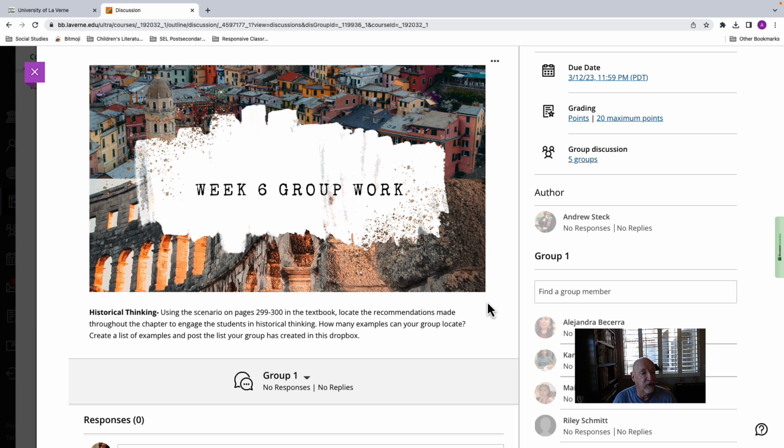Locate the recommendations made throughout the chapter to engage the students in historical thinking. How many examples can your group locate? Create a list of examples and post the list your group has created to this Dropbox. If you make this creative, maybe using a Web 2.0 tool or something other than just a Word document or a Google Doc, your group will get extra credit.